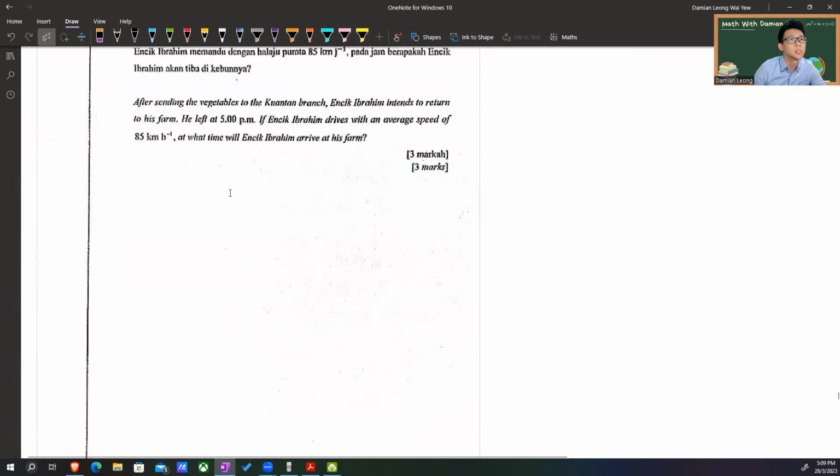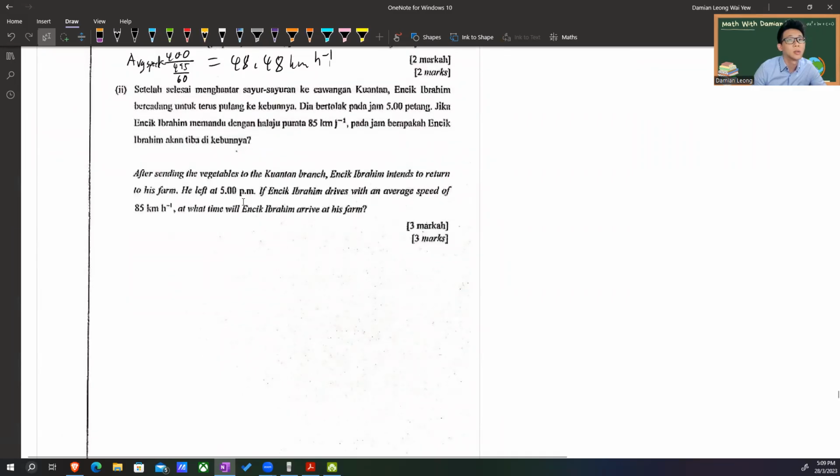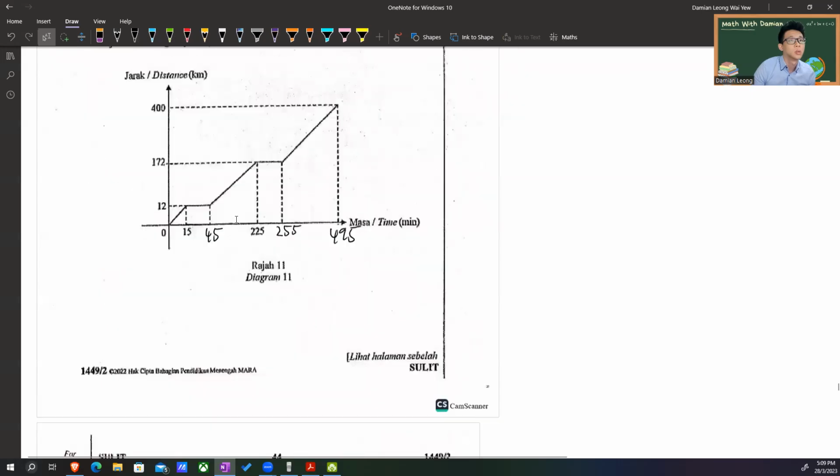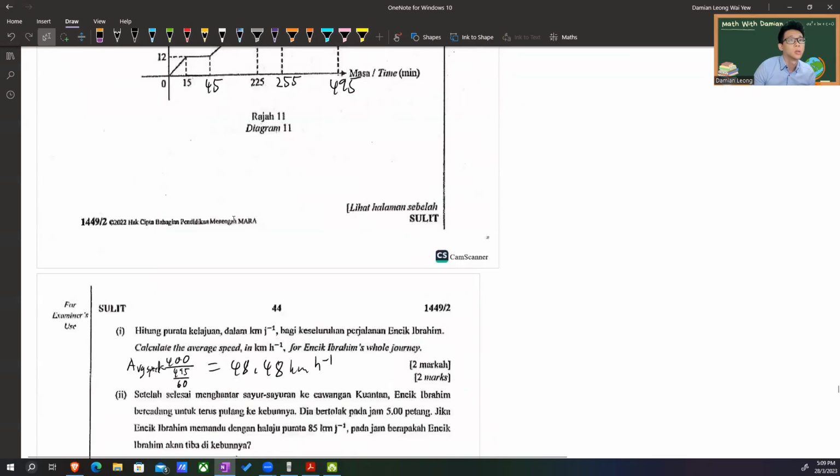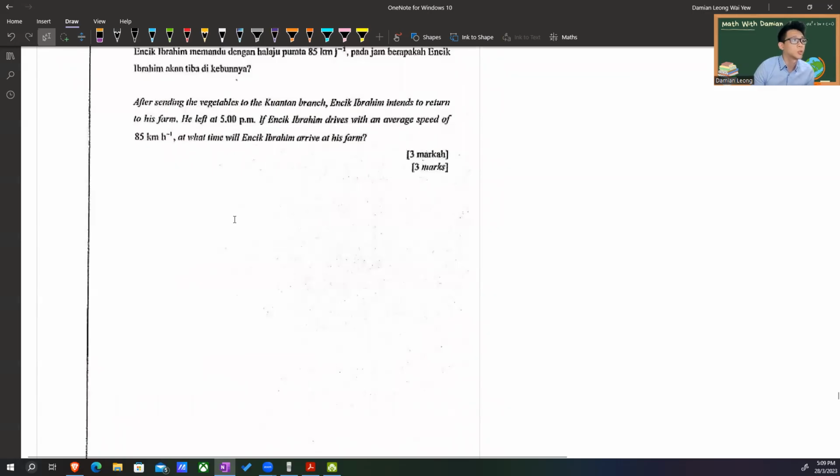After that, he intends to return to his farm. At 5 p.m., drives average speed 85 km per hour. What time will he arrive at his farm? So from Kuantan back to his farm. So total of 400 km. Speed equals distance over time. Speed is 85, distance 400 over the time. Time is 400 divide 85.